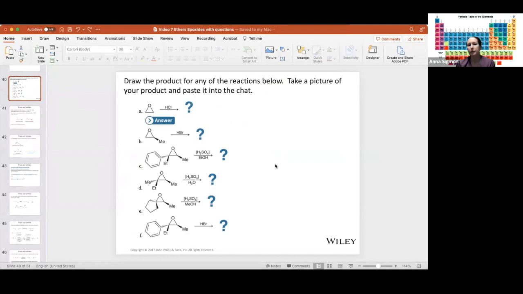So here, look at these problems, choose one, try to figure out the product, then take a picture of your product and paste it into the chat.